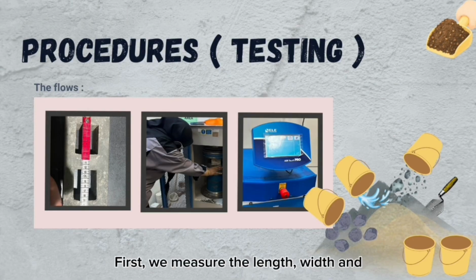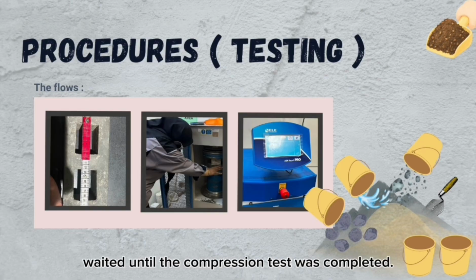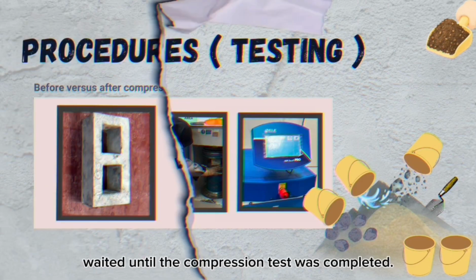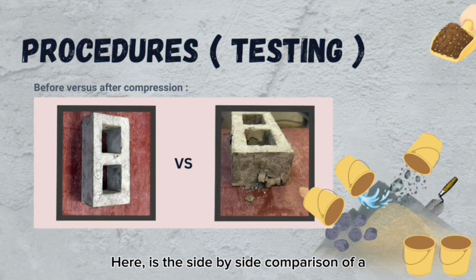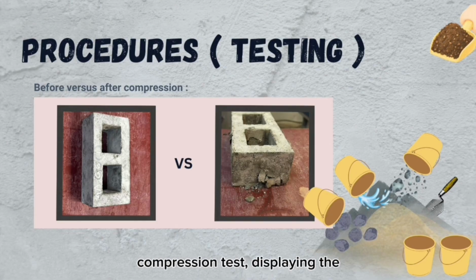First, we measure the length, width, and height of the selected brick. We placed the selected brick into the compression testing machine. Then we started the test and waited until the compression test was completed. Here is the side-by-side comparison of a structural brick before versus after compression test, displaying the predictable failure pattern under peak load.